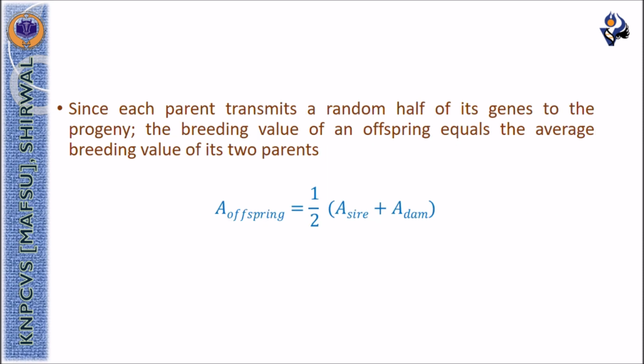Since each parent transmits a random half of its genes to the progeny, the breeding value of an offspring equals the average breeding value of its two parents, such as breeding value of offspring is equal to 1/2 (the breeding value of sire plus breeding value of dam).